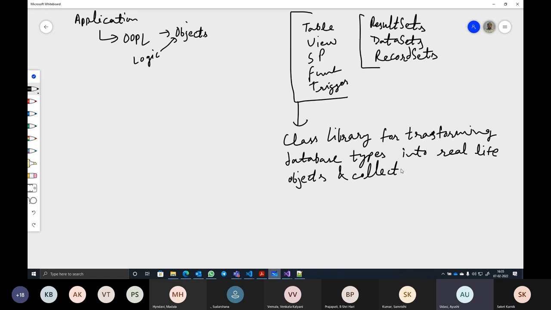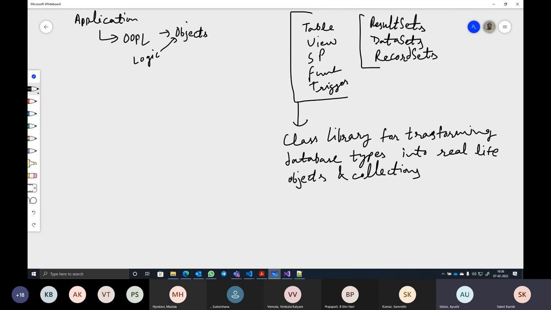Understood? So instead of working with an employee table, if I'm working with an employee collection at the application level, I will be more happy to work with it. I'll find it easier. Employee object is more comfortable to me than employee record. Yes or no? Adding a new record to a collection is much easier than adding a new record to a database table. Yes or no?